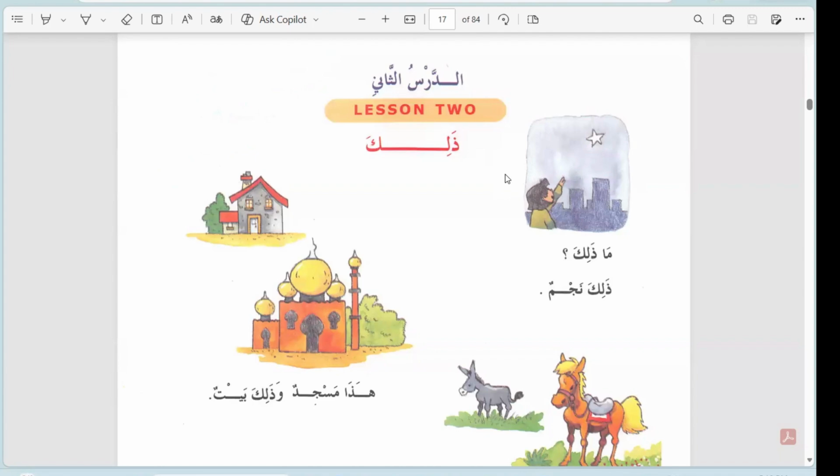All right, so ما ذلك? Ma, we have learned in chapter 1, lesson 1. Ma is ismu istifham, a noun that's used to ask questions. What is that? So you see that the girl is pointing at a star that's away, that's far. ذلك, things that are far. للبعيد means that far away. ما ذلك? ذلك نجم, that is a star.